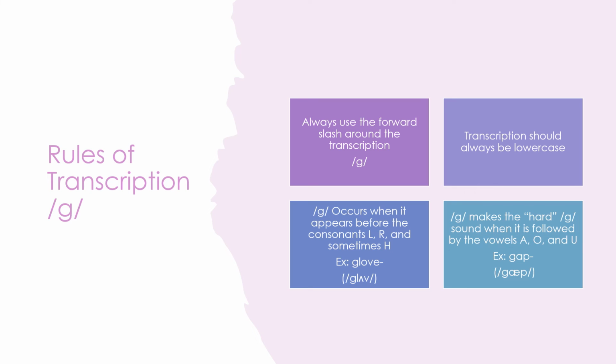My example here was glove. As you can see, the G sound is followed by an L. Now this moves on to my next point here of G making the harder G sound when it is followed by these three vowels, A, O, and U. So in this case, gap. You can hear a little bit of a difference if I say glove and if I say gap. Because it is next to the vowel, it's having that harder G sound. I put hard in quotation marks just to differentiate it. But as you can see, if I say glove and if I say gap, you hear more of the G sound.